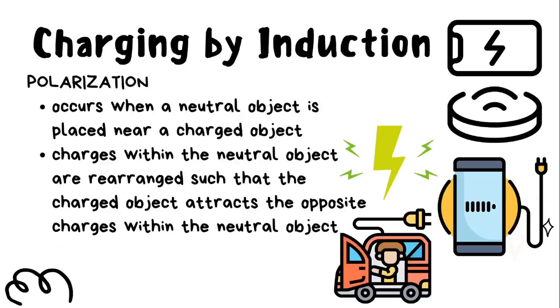Induction uses the same mechanism as polarization. Polarization occurs when a neutral object is placed near a charged object and charges within the neutral object are rearranged such that the charged object attracts opposite charges within the neutral. However, polarization is not a charging process. When an object becomes polarized, there's simply a redistribution of the centers of positive and negative charges within the object.